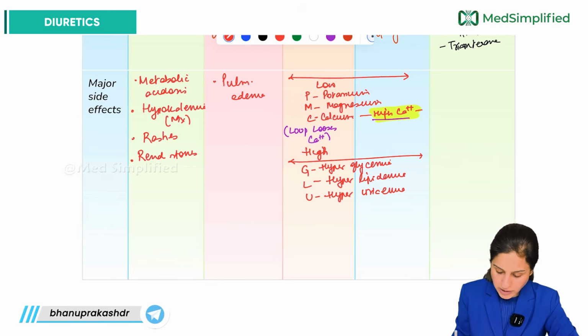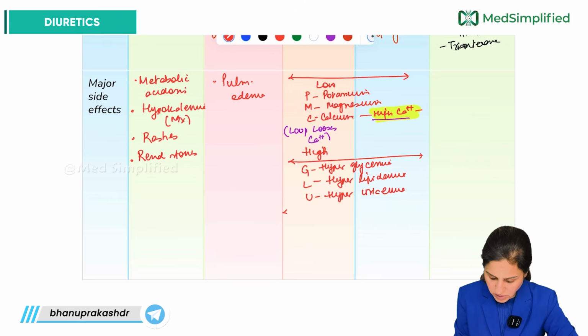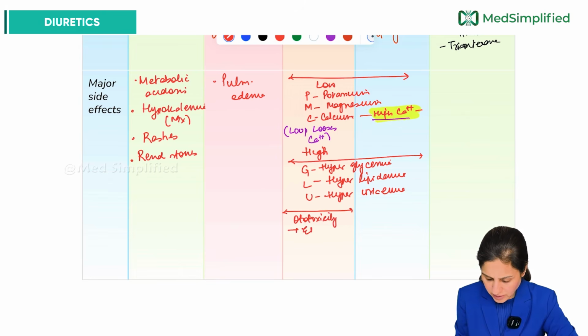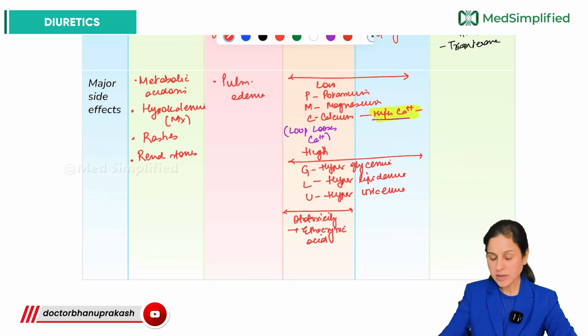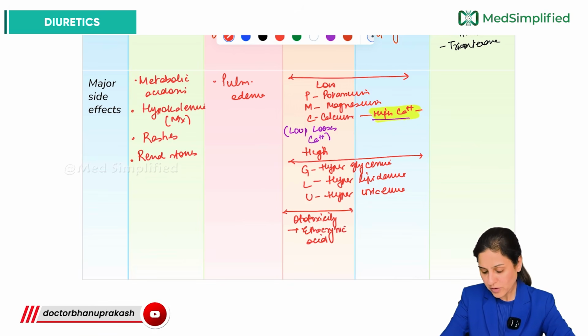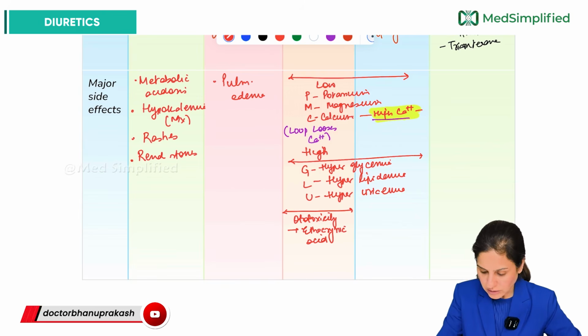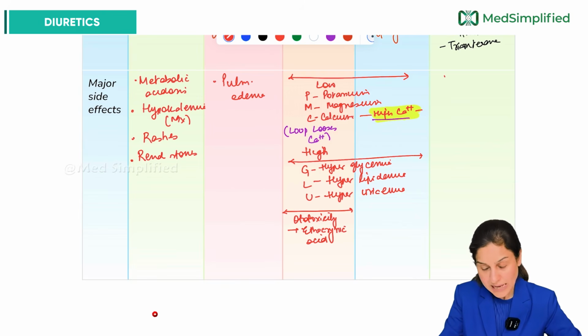Then another important one, restricted to loop diuretics, would be ototoxicity, and that too with the drug ethacrynic acid, not with thiazides. Ethacrynic acid is no longer used now because of this, but it's one of the loop diuretics. So moving on to the last group here, the potassium sparing diuretics.